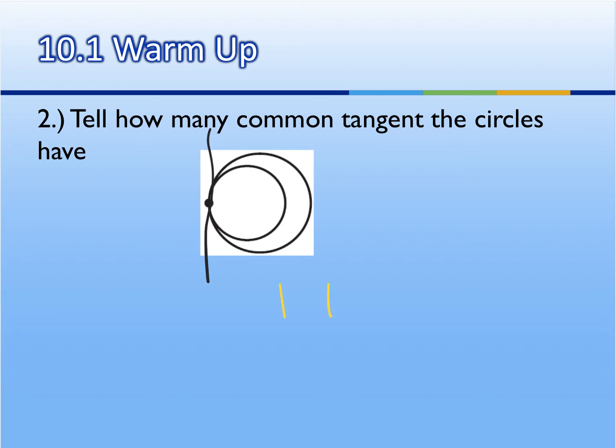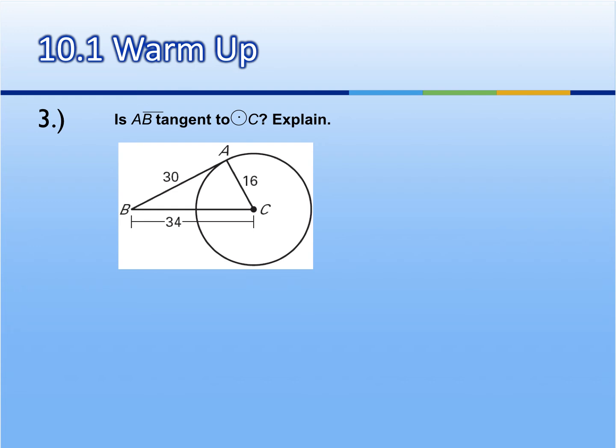Here, it has one common tangent, and I drew it on there in black. Be able to determine if something is a tangent. This was not on the review, but again, we did it in the homework, we did it in the notes, we did it in the warm-up, so I would be paying attention. This is a yes or no question. However, it also says explain. So if you do not explain, you're going to lose half of the points.